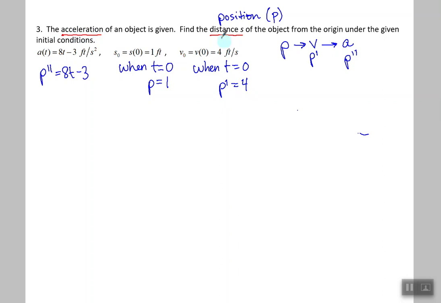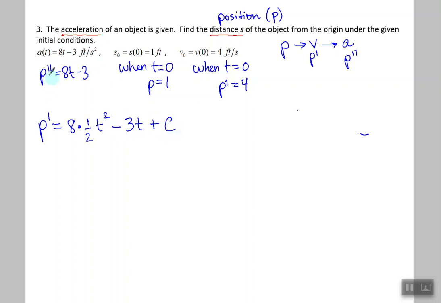They gave us acceleration, and they're asking us to find the distance from the origin, or the position. So we have to go from a second derivative to no derivatives. We have to take the first antiderivative to go from p double prime to p prime. 8t, 8 is a constant multiple. The antiderivative of t is t squared times 1/2, minus the antiderivative of 3 is 3t, and the antiderivative of 0 is the arbitrary constant plus c.